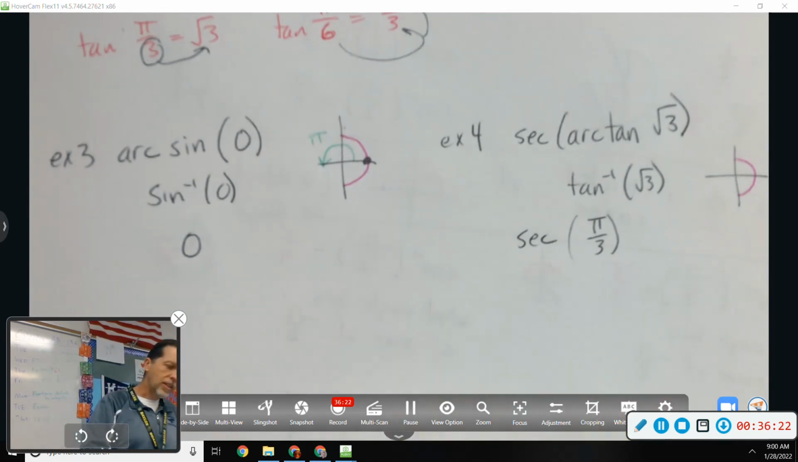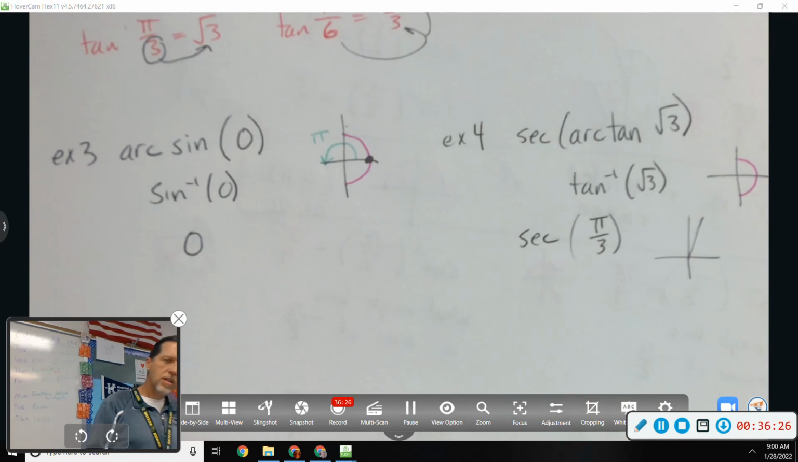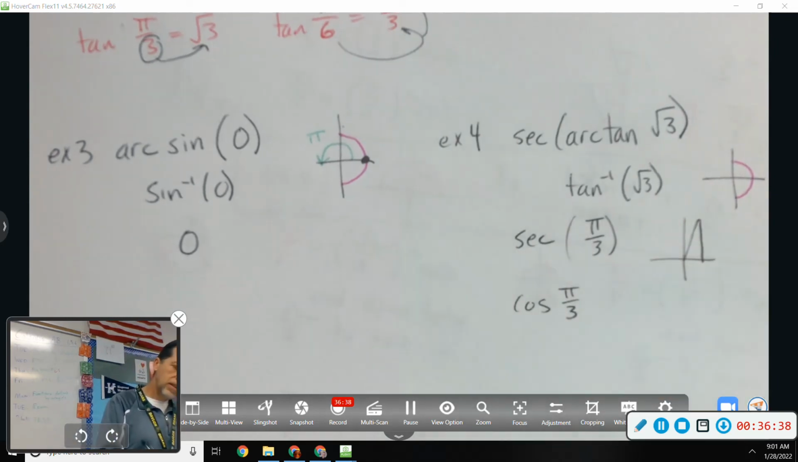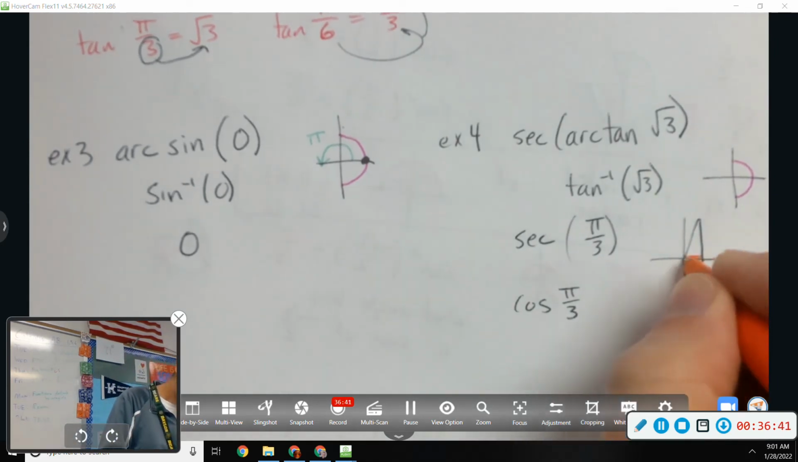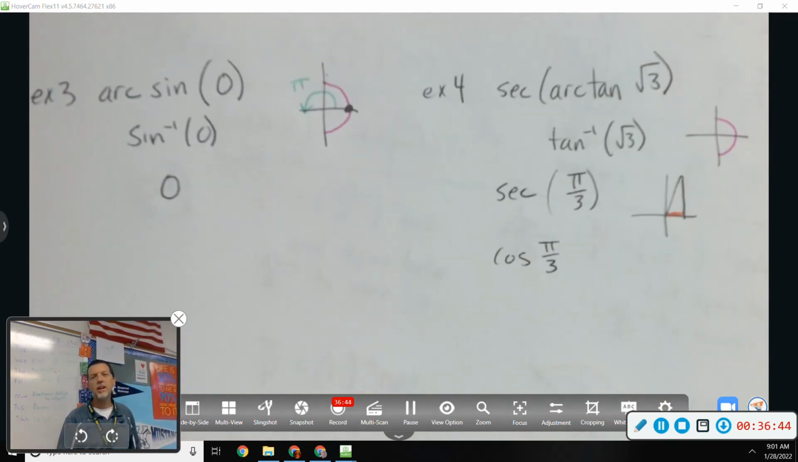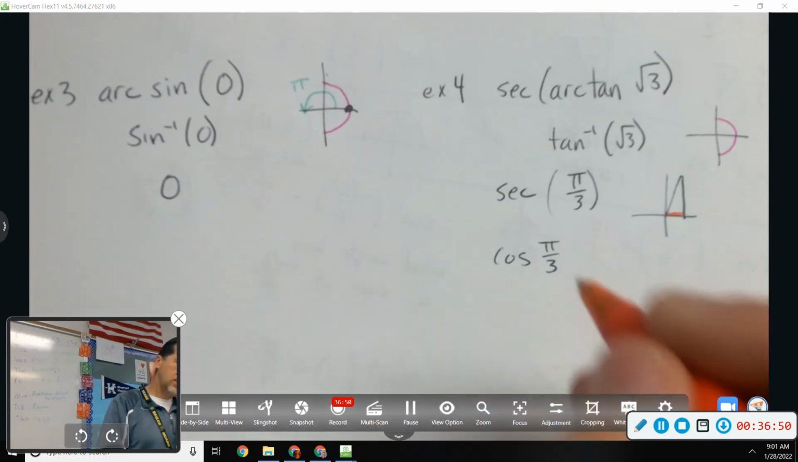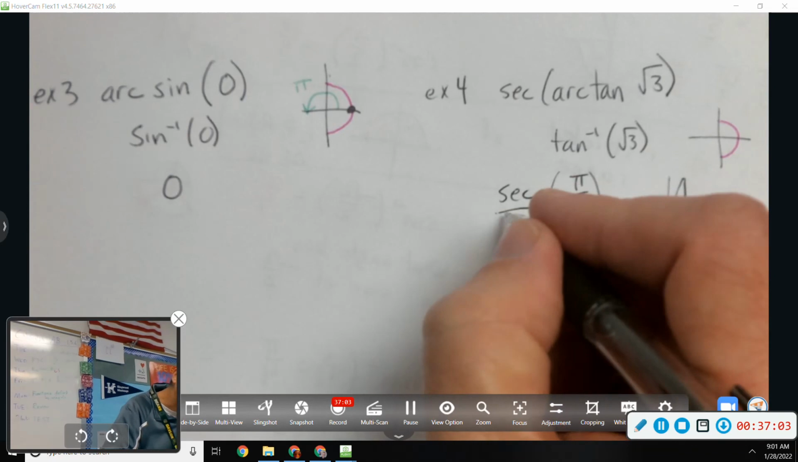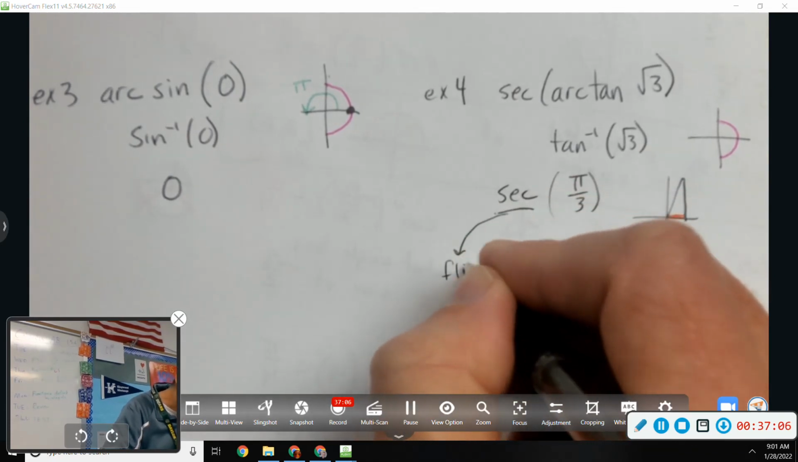All right, secant of pi over 3. Secant. Oh, I don't want to do secant. Cosine. Cosine of pi over 3. What's cosine of pi over 3? That's better. Pi over 3 is a steep angle. So it's 1/2. Although, be careful. Don't start celebrating your answer yet. That's not our final answer, because we were supposed to be finding a secant, which means we need the flip of cosine. So the answer is 2.